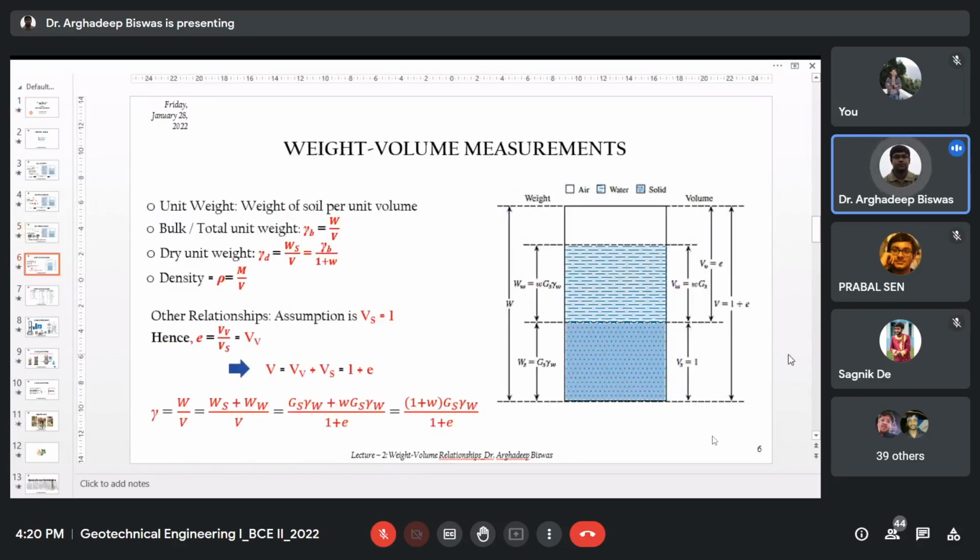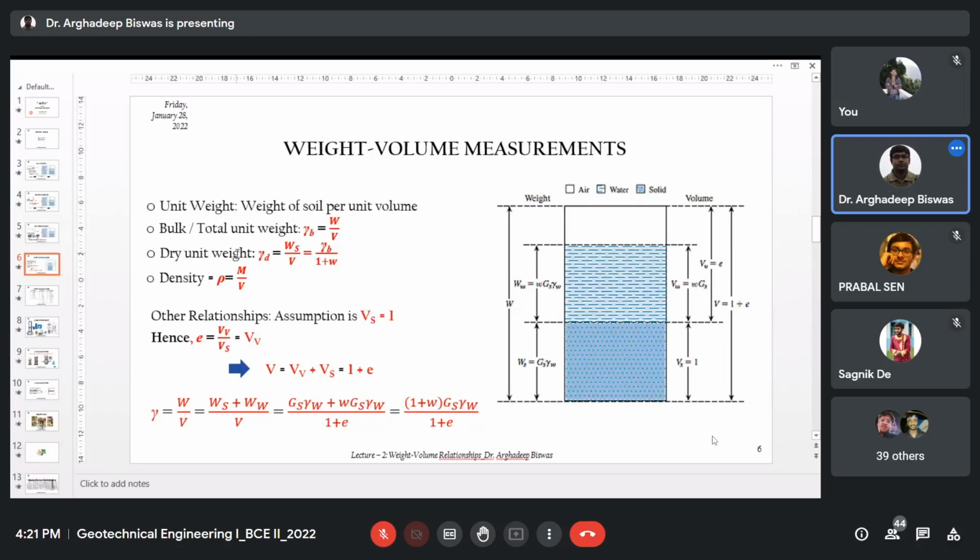Now there are combinations of weight-volume measurements. We have some combinations of weight-volume measurement associated with our basic soil mechanics definitions, like unit weight, which is nothing but weight of soil per unit volume. Simple, weight per unit volume. Bulk or total unit weight is when that weight is the bulk or total weight, which contains air, moisture as well as solid particles.